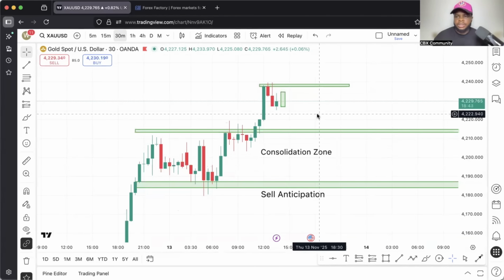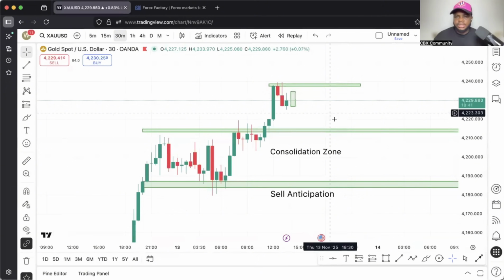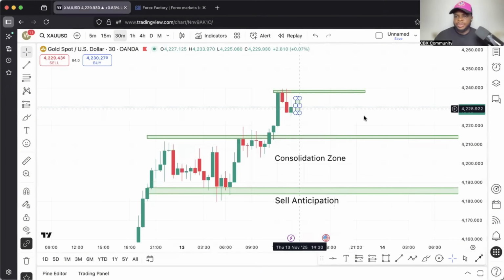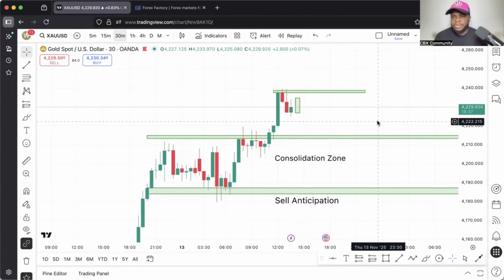So for now, let's just wait until this candle closes, by which we'll be able to identify a structure. Then we can decide to take a position.